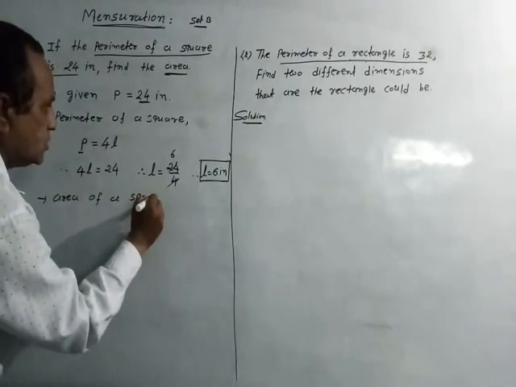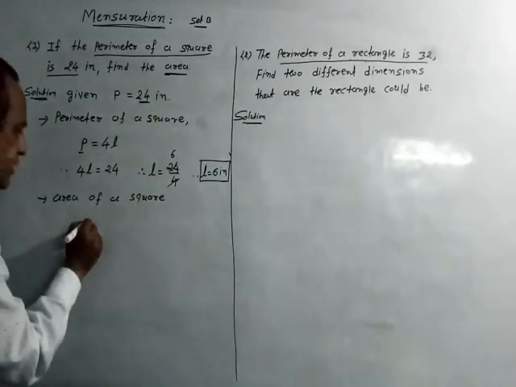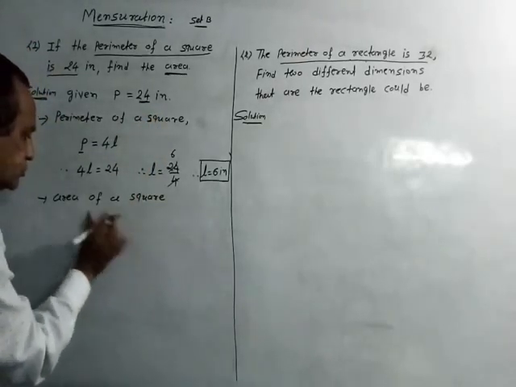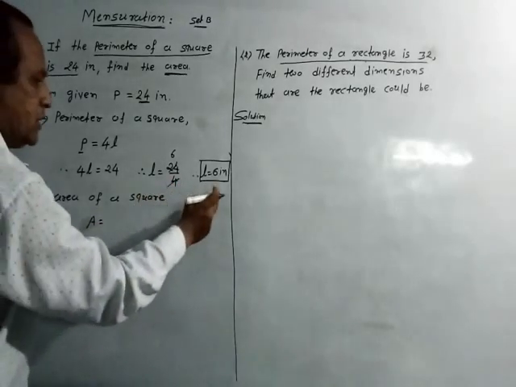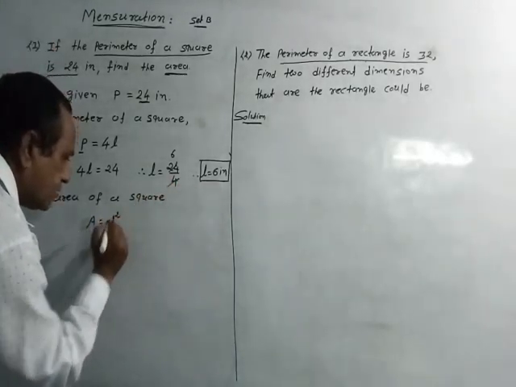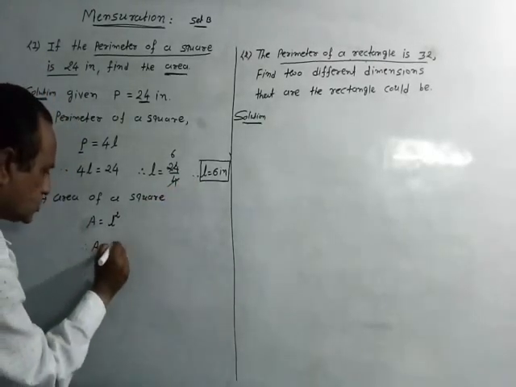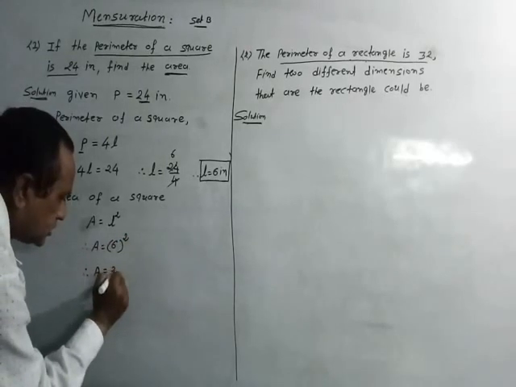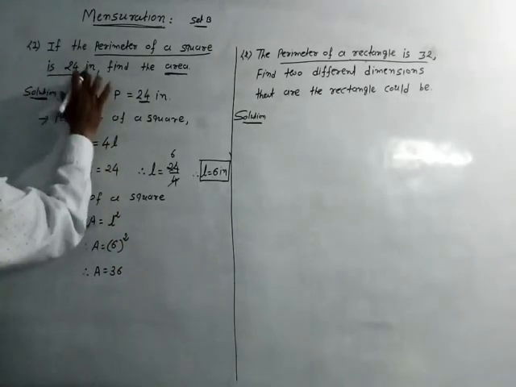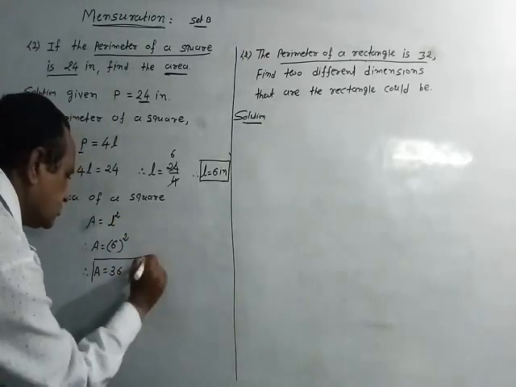Now find the area of a square. Area of a square is equal to L multiplied by L, so L square. Now the value of L is equal to 6, so 6 square. So A is equal to 36 inch square. This is your answer.